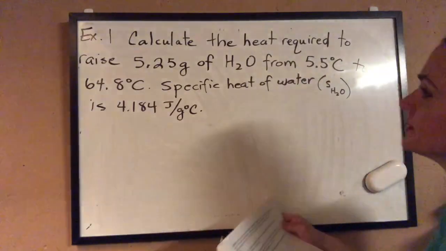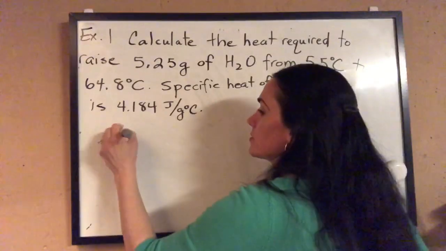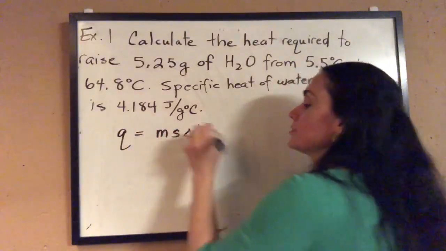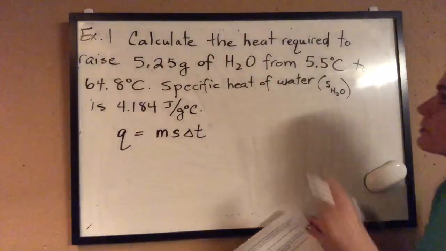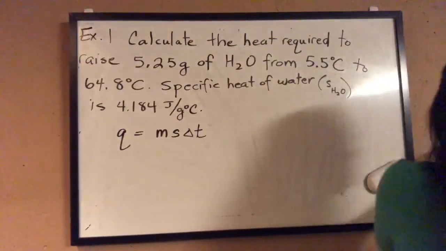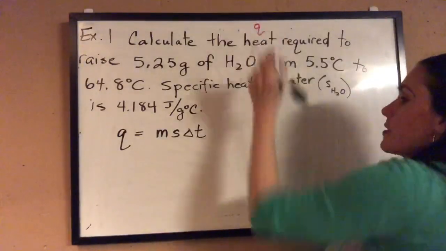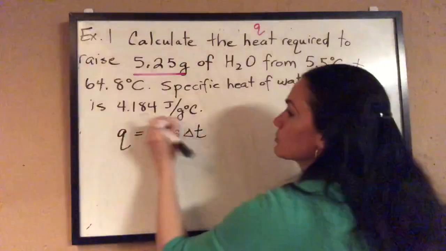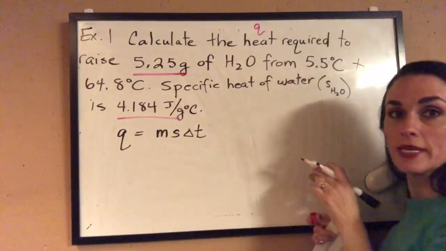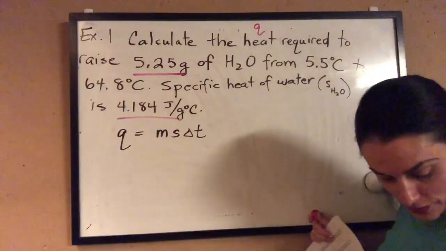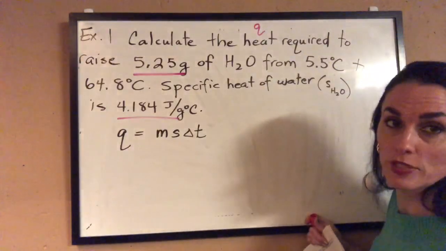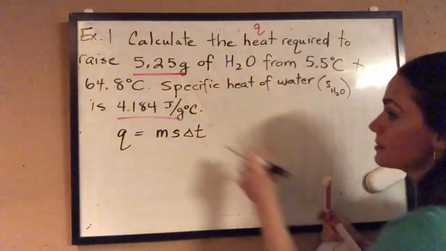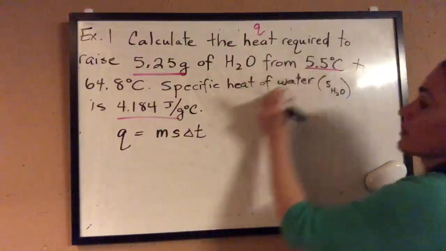So we have our heat equation: Q equals mass times specific heat times change in temperature. We want to find the heat, we want to find Q. We have the mass. We have the specific heat, and if it wasn't explicitly stated in the problem, then we would look in table 6.4, such as when you're doing the recommended problems in the back of the chapter. Change in temperature, we need to get that number.